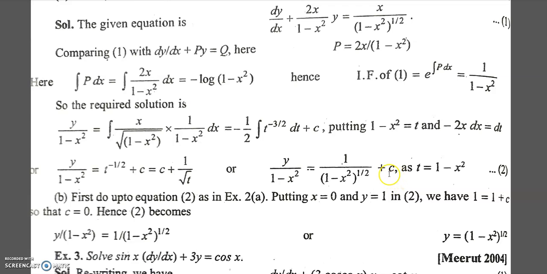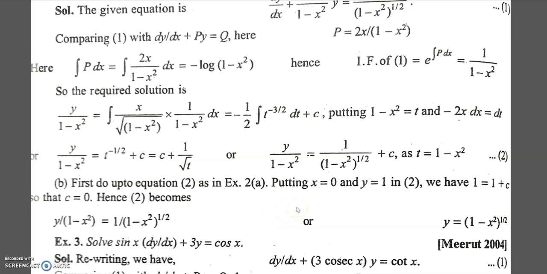Here is c. Now for the second problem, there is one particular condition, that is when x equal to 0, then y equal to 1. So what you have? 1 equal to 1 plus c. So c equal to 0. So what we get? y by 1 minus x square equal to 1 by 1 minus x square whole to the power 1 by 2. So y is root under 1 minus x square. That is your particular solution, right?